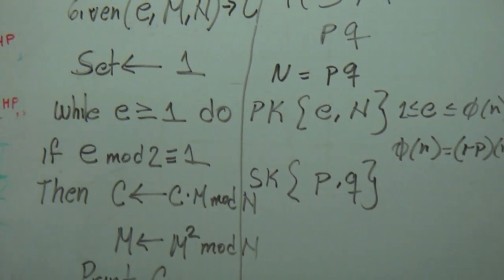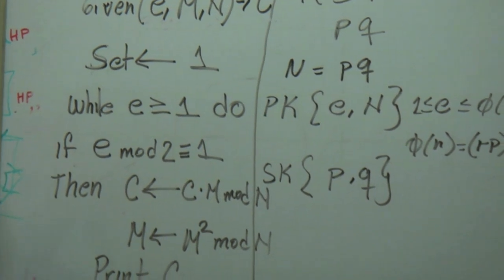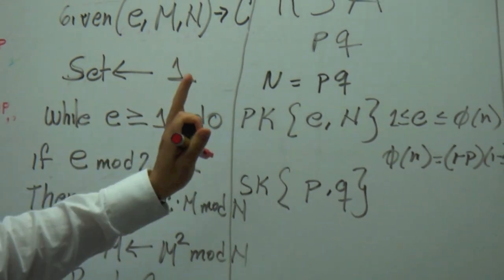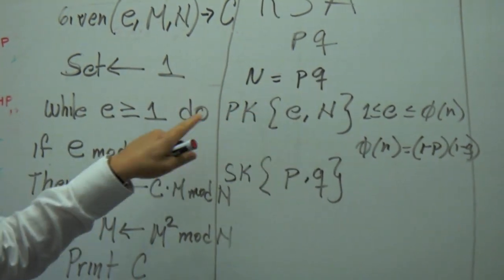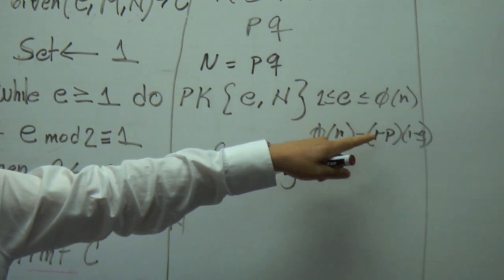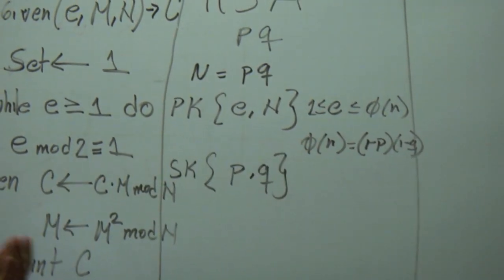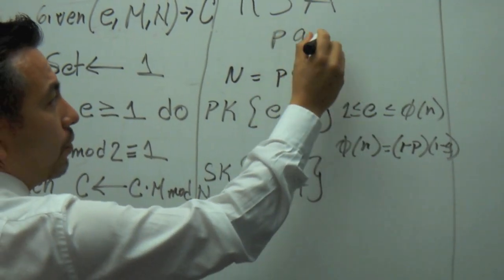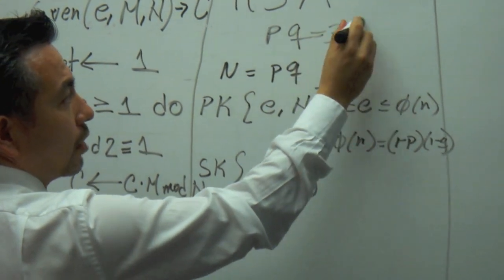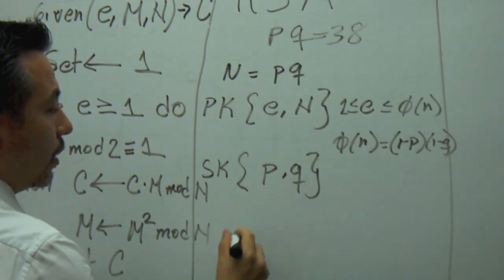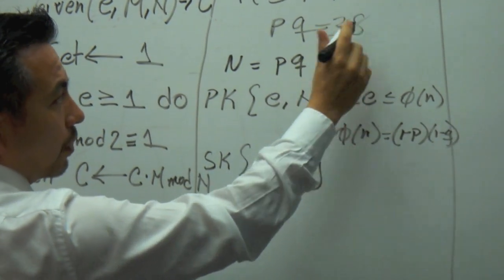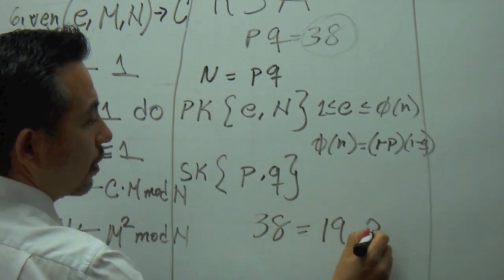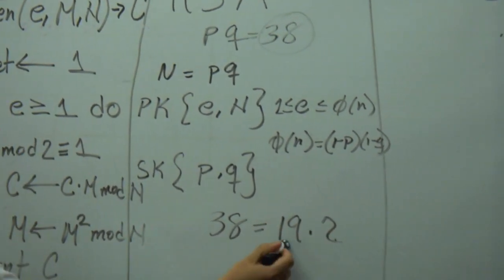That's the algorithm. It's very simple and very straightforward. Perfect. This is the RSA part. As we know, piece of cake, because it uses two prime numbers, and this is the secret key trapdoor function, so we can compute the integer factorization problem. Just as an example, if N is equal to 38, the integer factorization of this number would be 38 equals 19 times 2. 2 is a prime number, and 19 is a prime number.